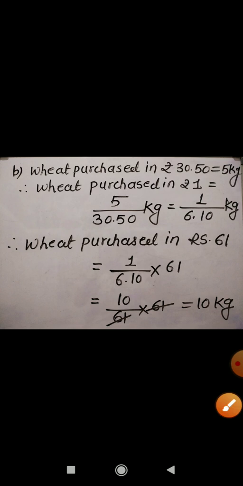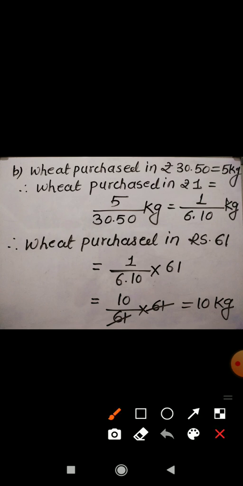Now children, look carefully. If we want to remove this decimal point, or shift this decimal point one place to the right, 10 will come in the numerator. So this will be 10 and this will be 61.0. Now 61.0 is the same as 61, so here I have simply written 61. This will be 10 multiplied by 61. Now 61 gets cancelled with this 61 and we are left with only 10. So the answer is 10 kg. So the quantity of wheat purchased in 61 rupees is 10 kg.